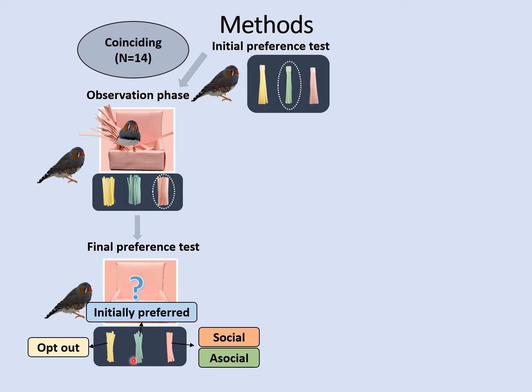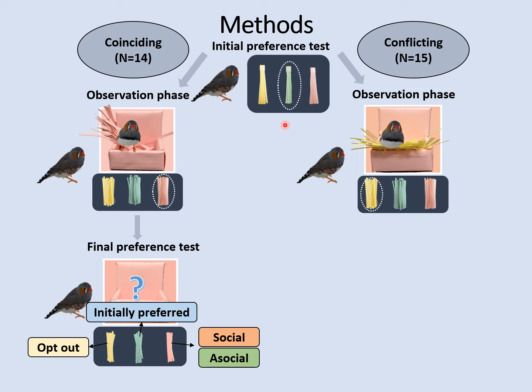After a similar initial preference test, observers in the conflicting group watched a demonstrator build a nest with one of the colors the observers did not initially like, for example yellow, against a different background which was also one of the observers' non-preferred colors, here pink. The demonstrator building with yellow was the social information.